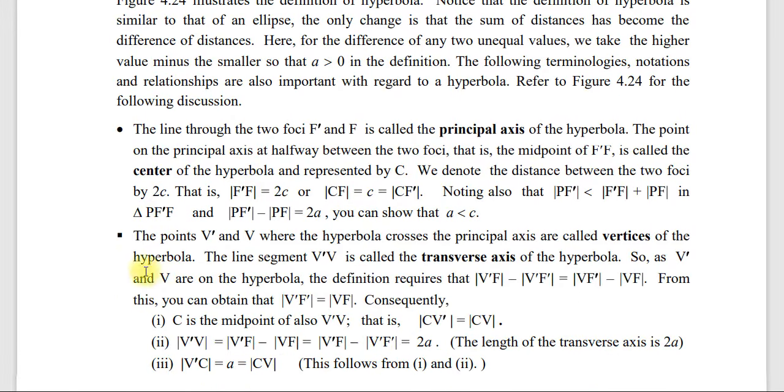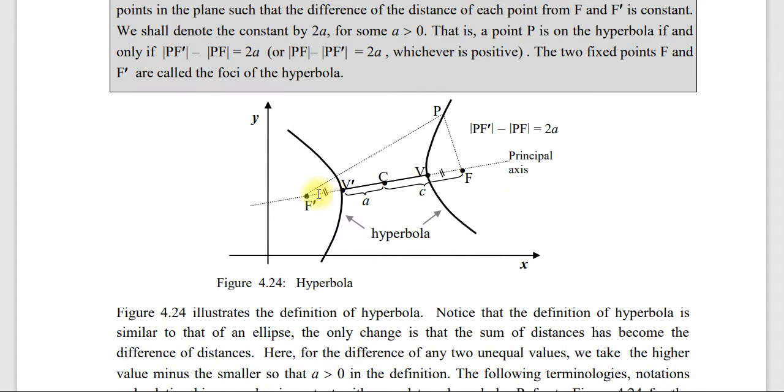The first one is the line through the two foci f prime and f, called the principal axis of the hyperbola. Line means this line.